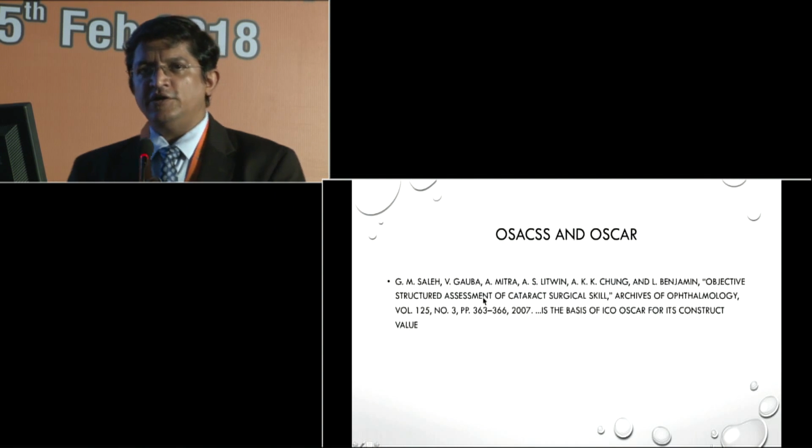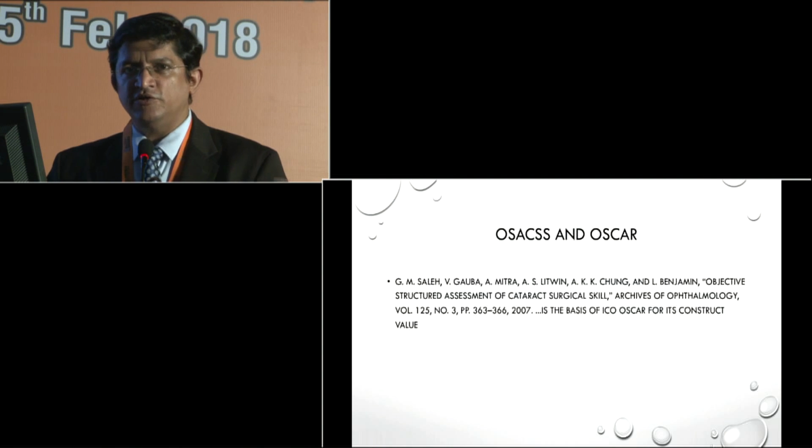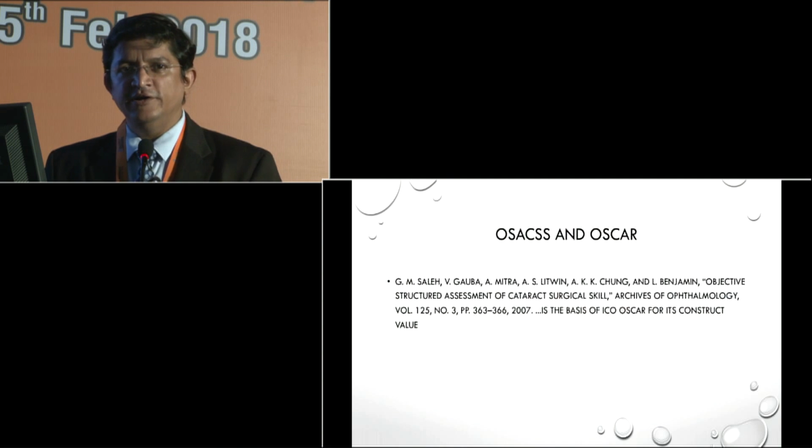And then we started with what was called OSACs, which was the initial part which I showed you, and that grew into the Oscars. So OSACs was the basis for the ICO Oscar for its construct value, because OSACs constructed these particular parts and then Oscar picked it up and validated it. So we sent it to people and said, can you do all of it? For me, when you ask me to validate it, I can validate only 4 steps of Oscar.